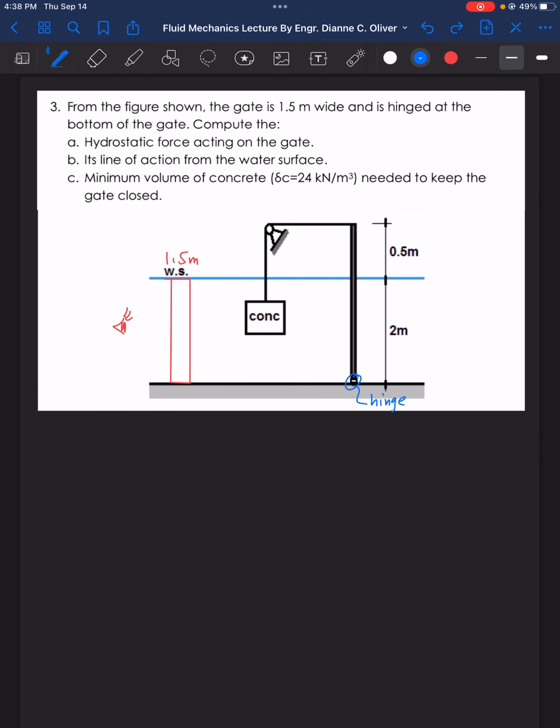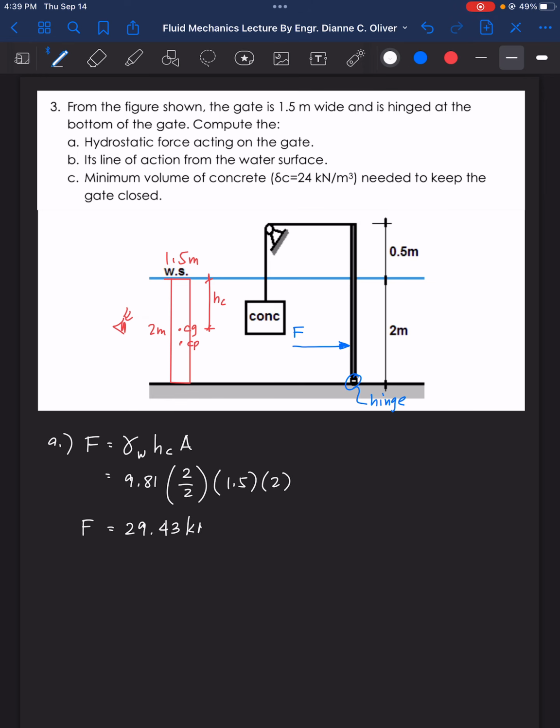So this is our force F, hydrostatic force. Letter A, F is equal to gamma of water times HC times A. The center of gravity is here, center of pressure. Therefore, our HC is here. This is 2 meters. Gamma of water is 9.81, HC is 2 divided by 2, and the area is 1.5 by 2 meters. So F now is equal to 29.43 kilonewton.